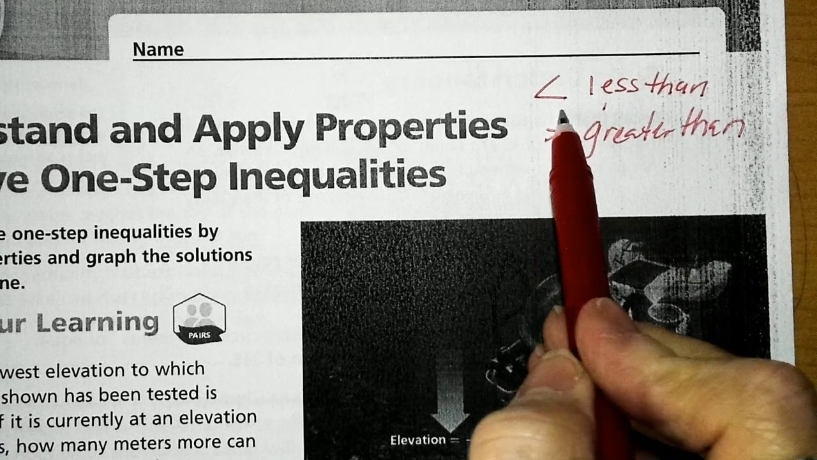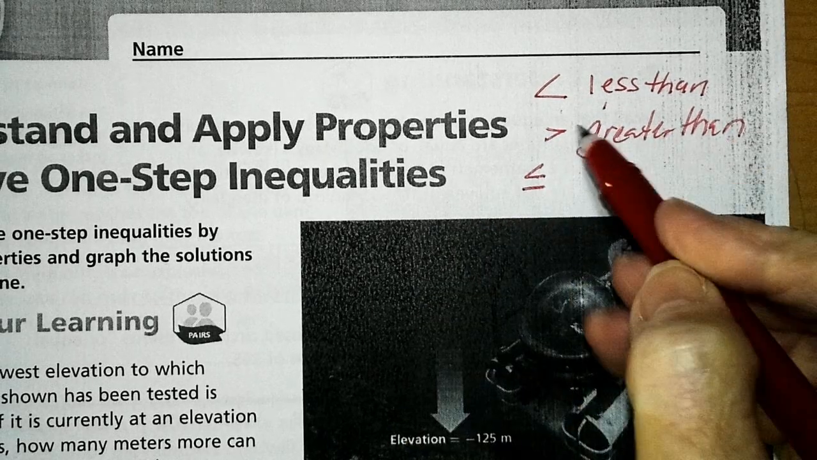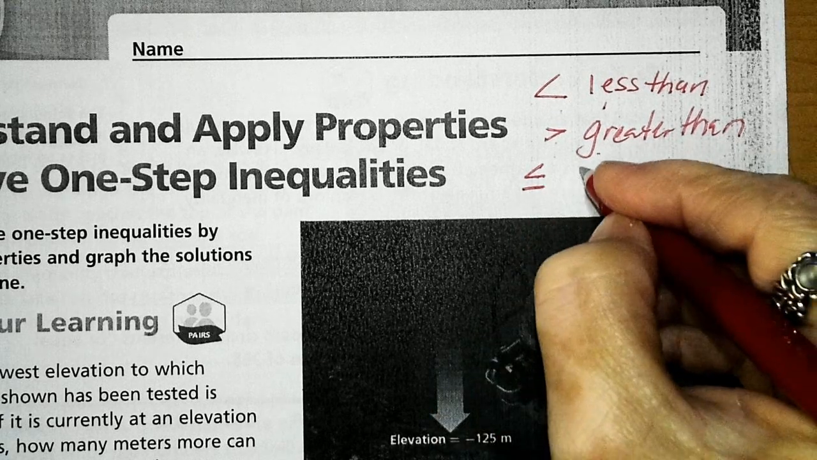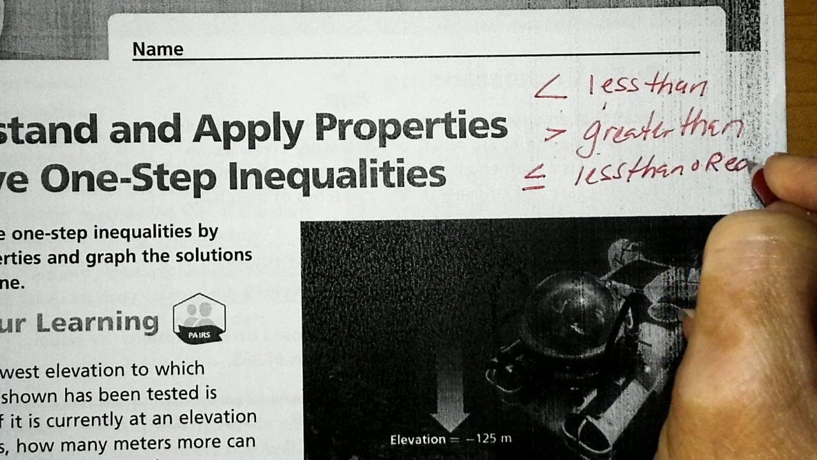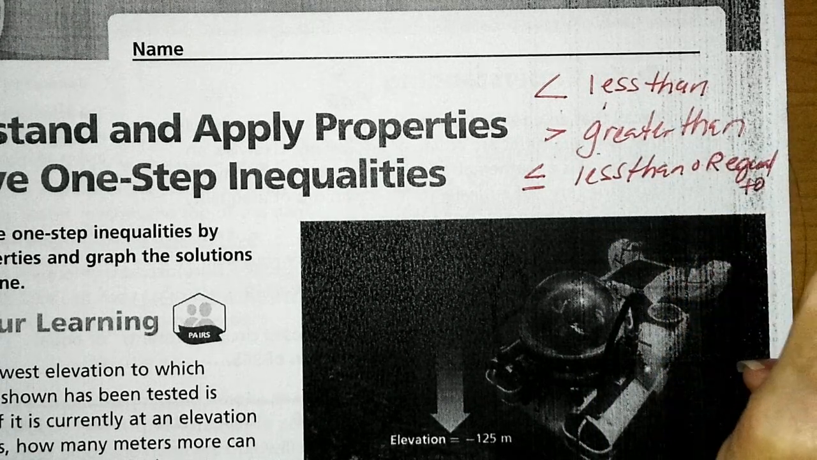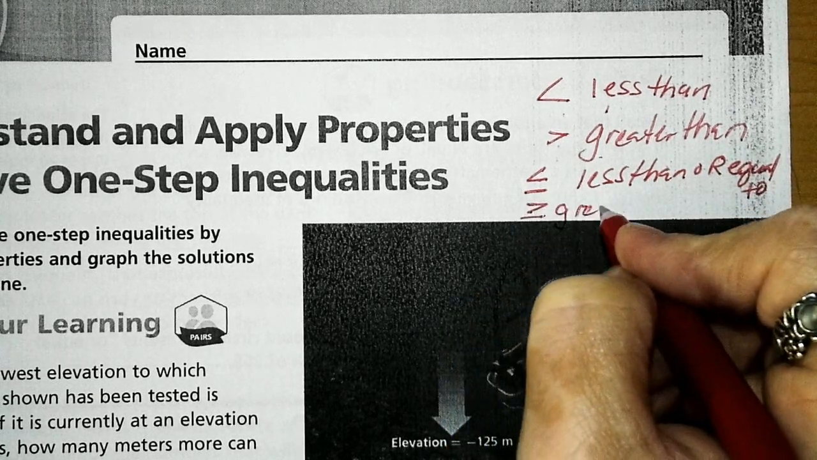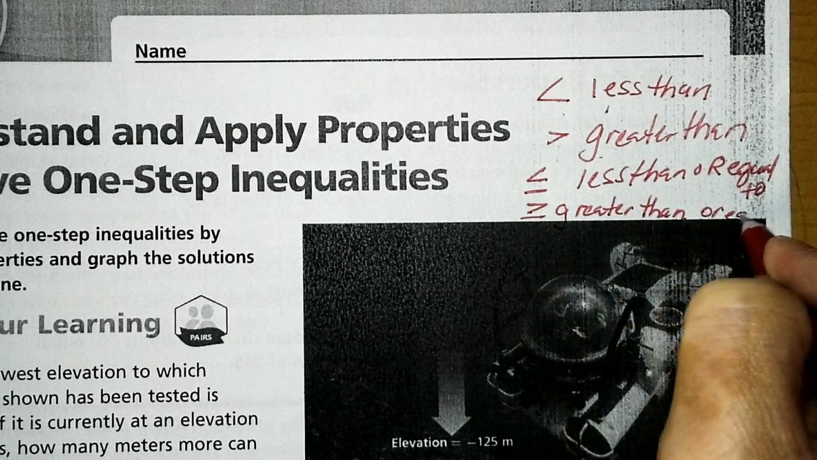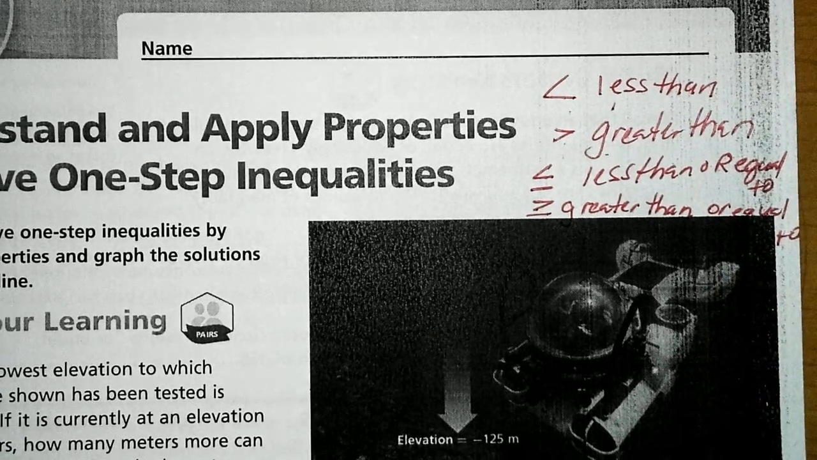All right, so less than symbol, greater than symbol. Then we're going to add, so you were supposed to learn these two symbols last year. We're going to add this symbol, which is called less than or equal to. And this one is greater than or equal to. Okay, so those are the four inequality symbols that we are going to use in this module.